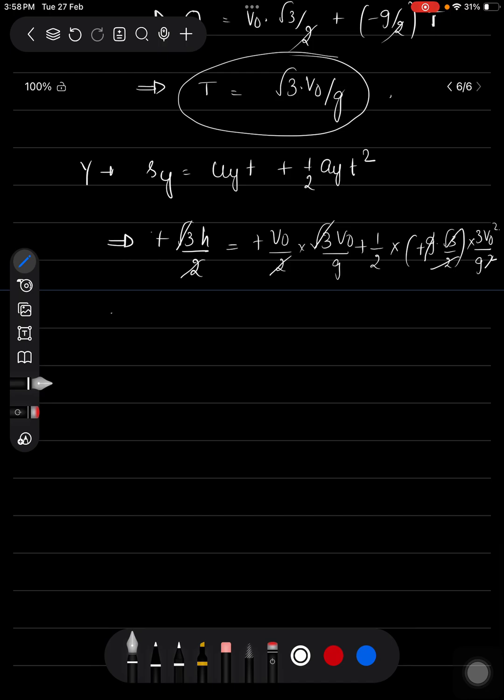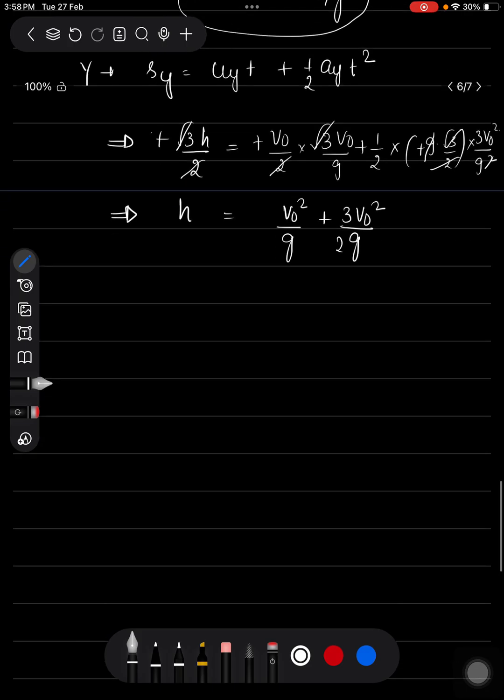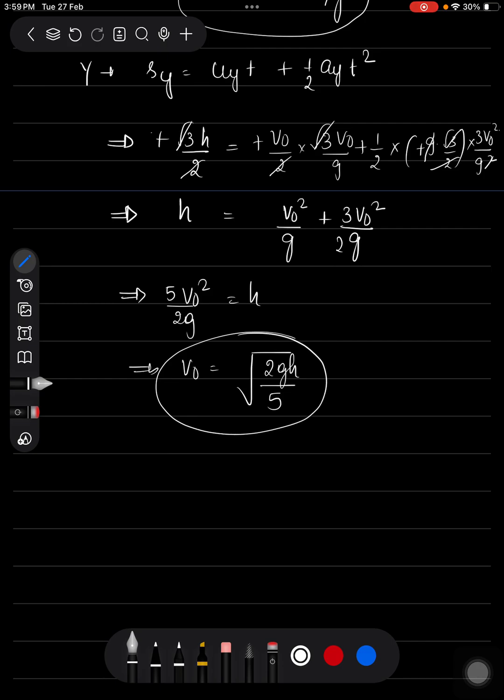So we have to just simplify this equation here to find out that v0 value. So on the left hand side we are left with h. Right hand side, the first term is going to be v0 square upon g, and the second term is going to be 3 v0 square upon 2g, sorry. So this indicates that 5 v0 square upon 2g is equal to h, which implies v0 is going to be equal to root of 2gh upon 5. So this is our final answer.